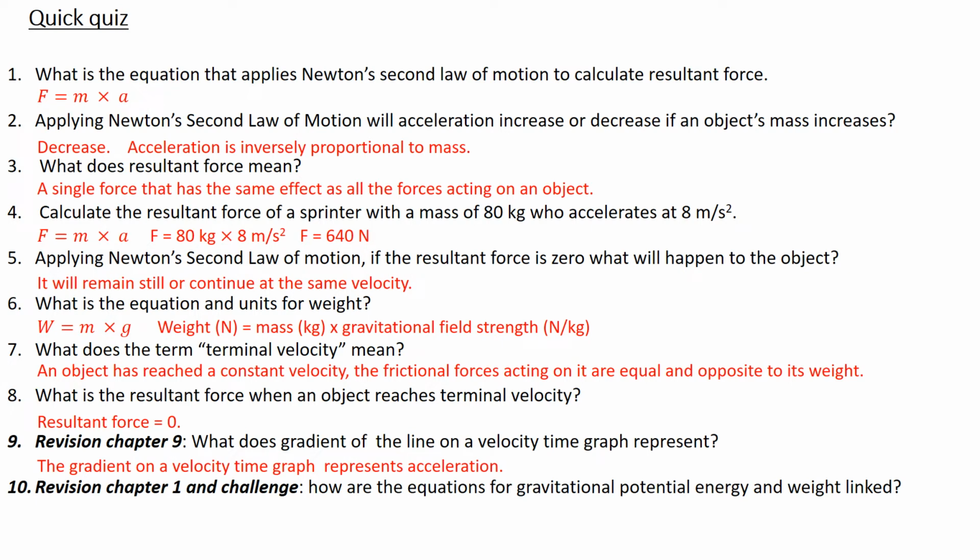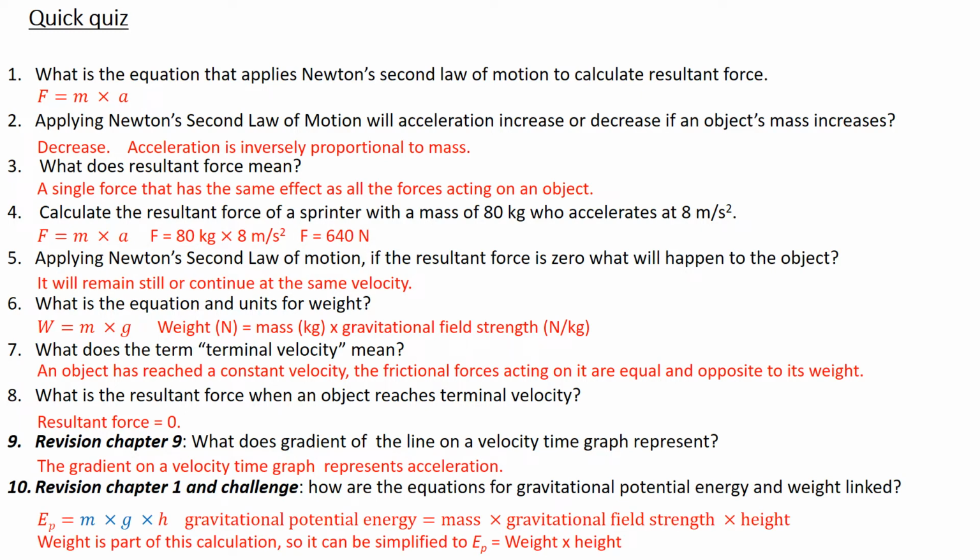How are the equations for gravitational potential energy and weight linked? Let's look at this. So gravitational potential energy, small p, notice that, is equal to mass times gravity times height. Okay? Or you can just do mass times weight times height. Clever stuff. Okay, let's move on with today.